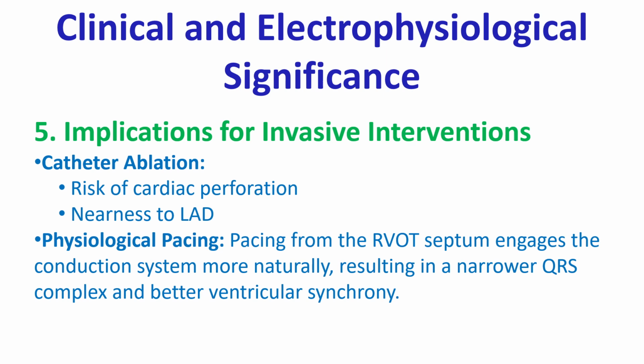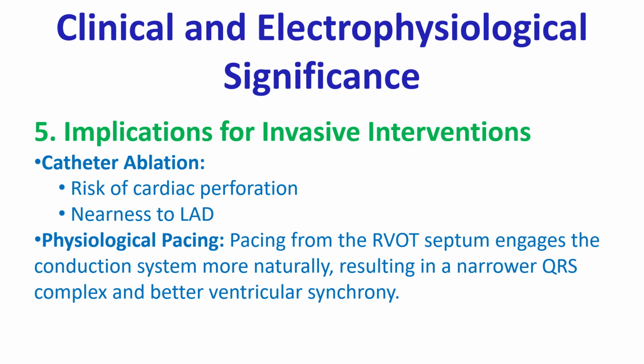Implications for invasive interventions. Catheter ablation. The RVOT is a frequent target for radiofrequency ablation of symptomatic PVCs and VTs. However, its exceptionally thin wall, often less than 5 mm, requires precise power titration to prevent cardiac perforation. Furthermore, the posterior or septal RVOT lies in close proximity to the aortic root, specifically the right and left coronary cusps and the left anterior descending coronary artery, demanding meticulous electroanatomical mapping before ablation.